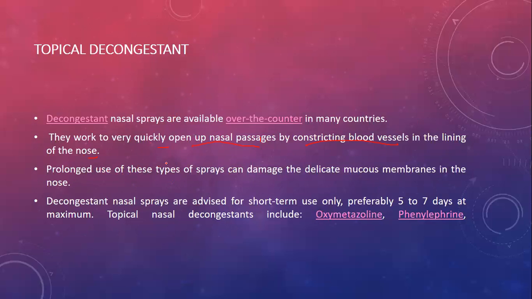Prolonged use of these types of sprays can damage the delicate mucous membranes in the nose. As it is an over-the-counter medication, sometimes the patient can take this medication for a long period of time. Due to this prolonged usage of this form of nasal spray, damage to the mucous membranes can occur. Decongestant nasal sprays are advised for short-term use only to avoid the complications of damage to the nasal mucosa. Most of the time, it is preferred only for up to a maximum of 7 days. The commonly used topical nasal decongestants are oxymetazoline and phenylephrine.